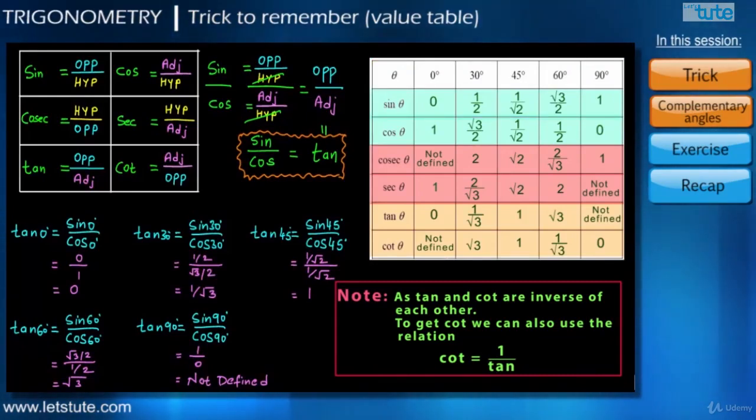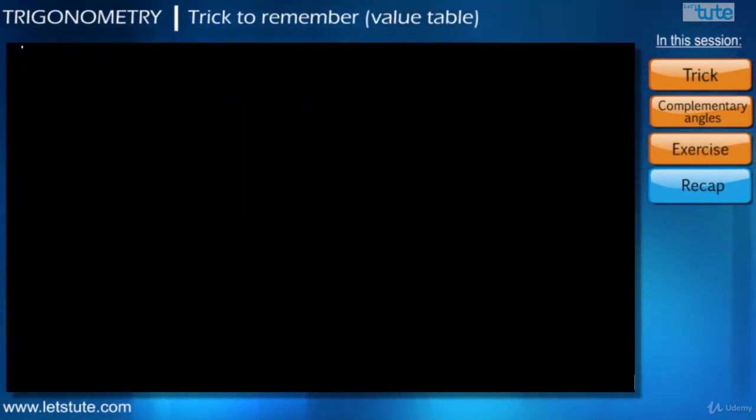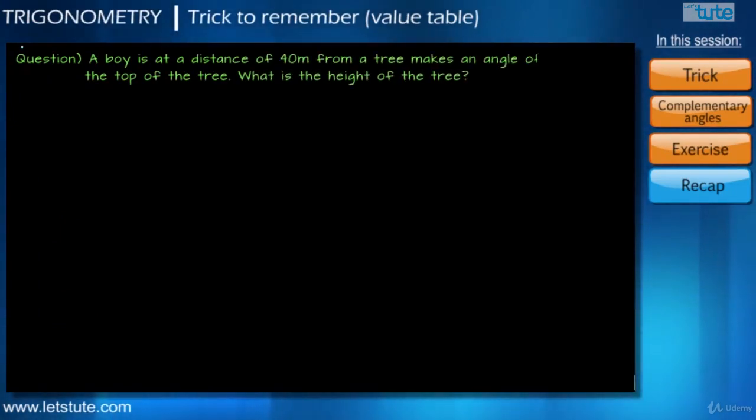Now let's do a small exercise to recap what we have learned in this session and use it in actual practice. So suppose you are given a question. A boy is at a distance of 40 meters from a tree, and makes an angle of 60 degrees with the top of the tree. What is the height of the tree?